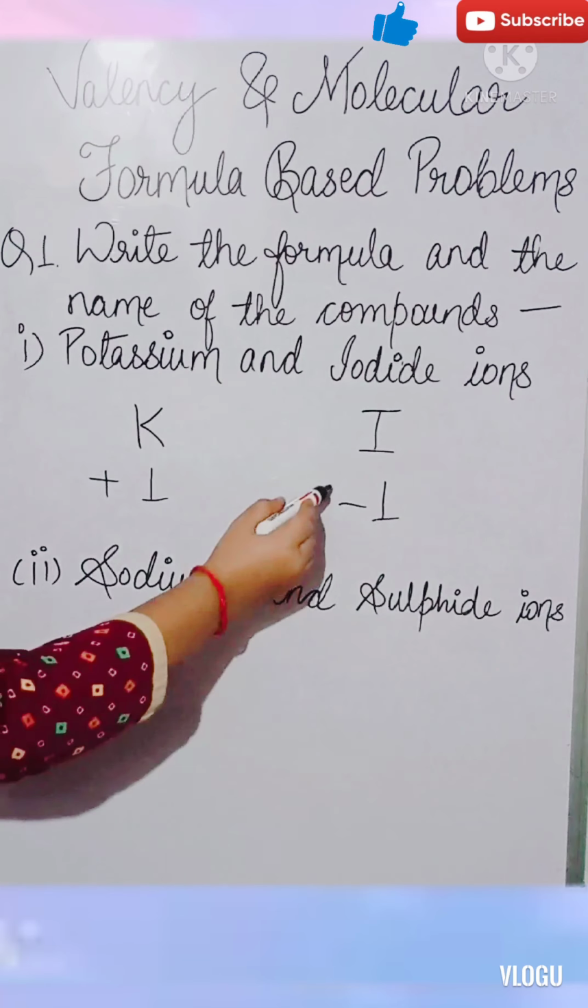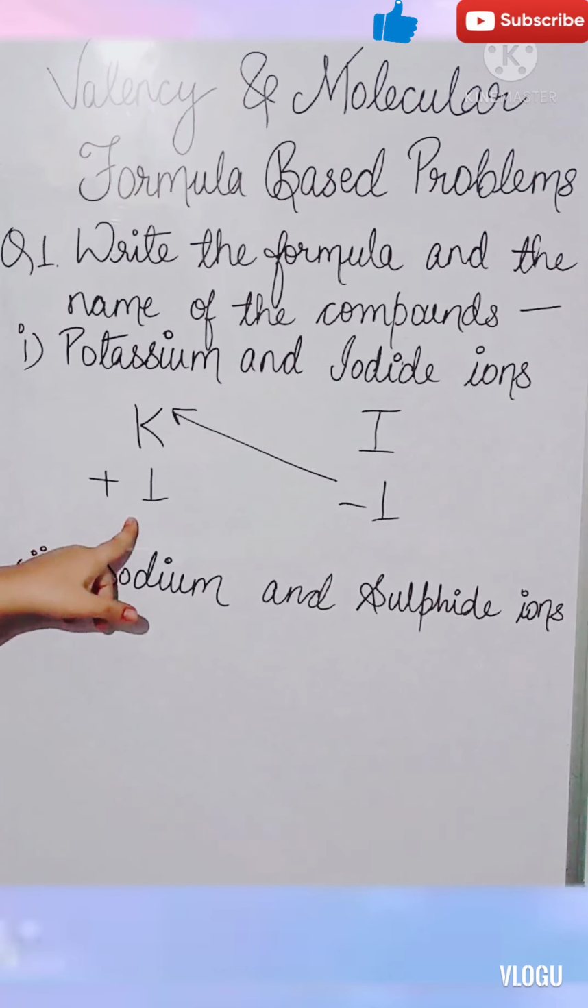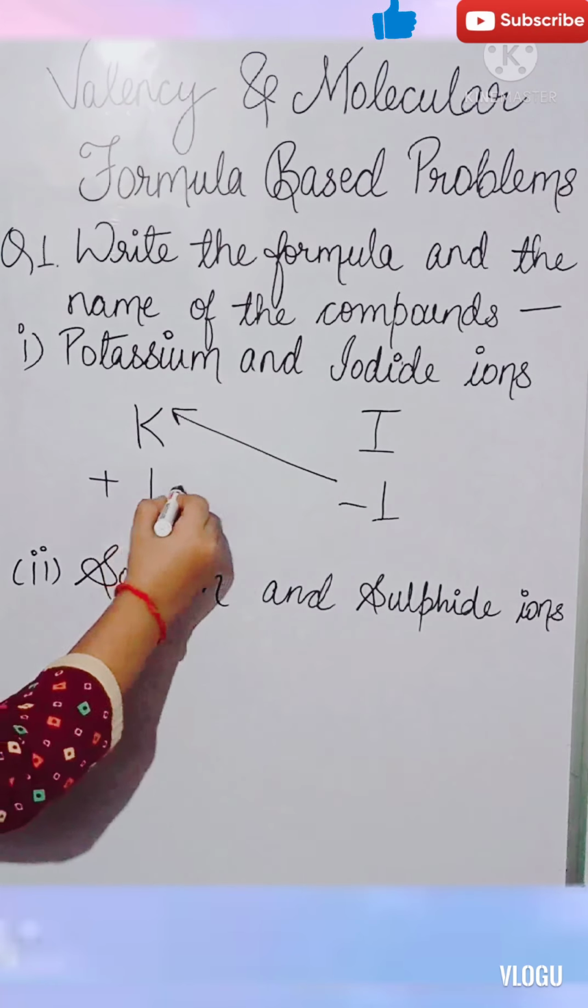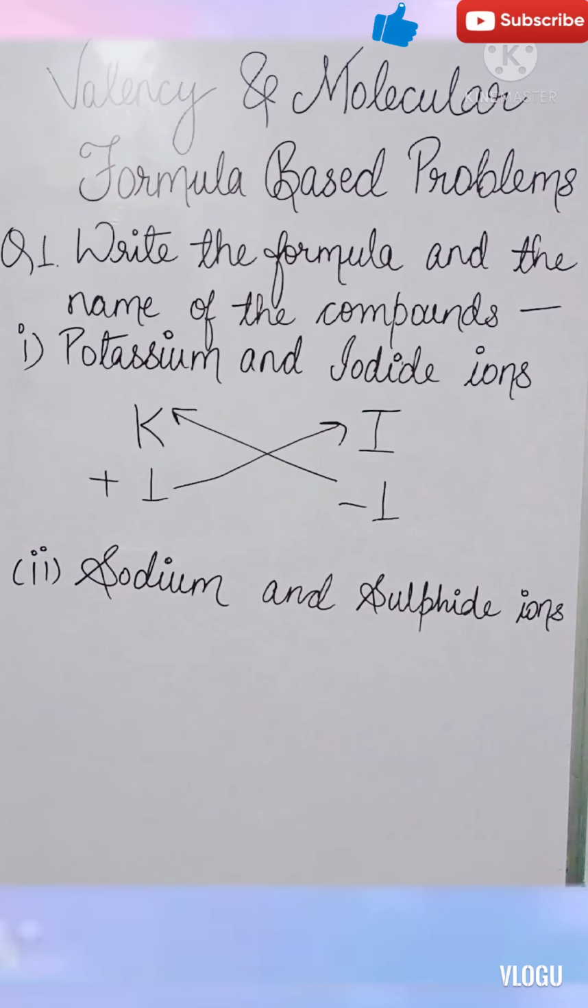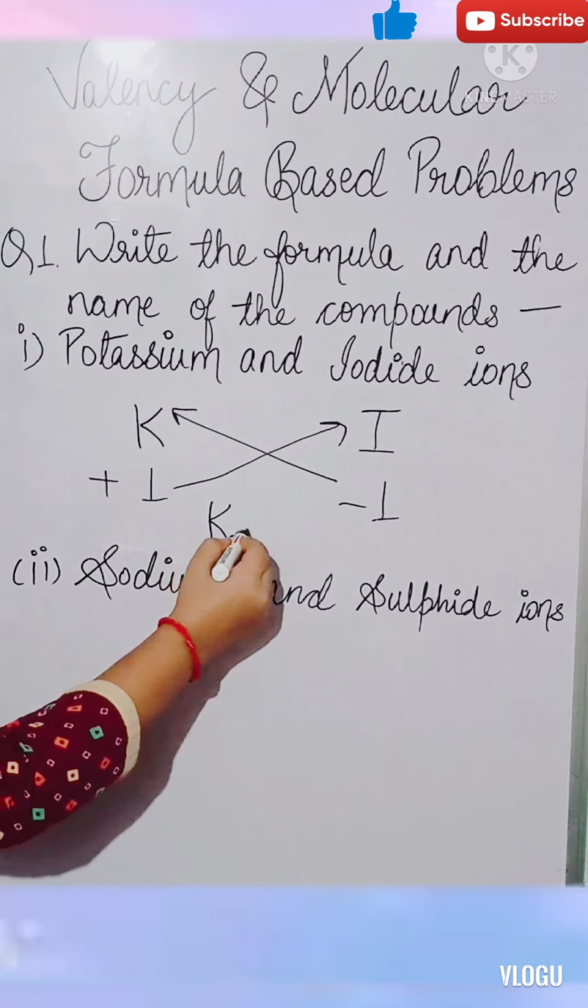So this -1 goes here, because the iodide ion is in need of 1 electron, and this 1 electron is given by potassium because it has 1 electron in its last shell, which is making it unstable. So to attain the stable configuration potassium will donate this electron to iodide. So this one goes here. Now you can write it as K +1 I -1.